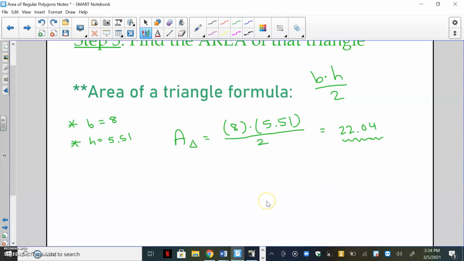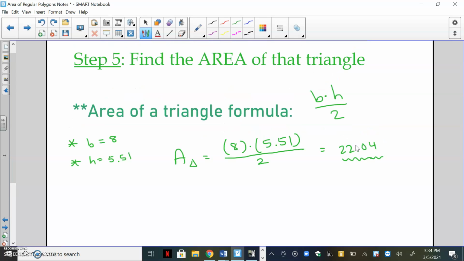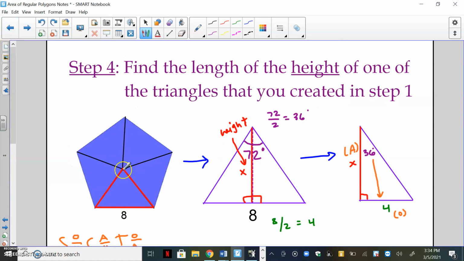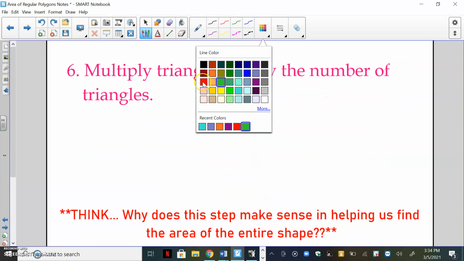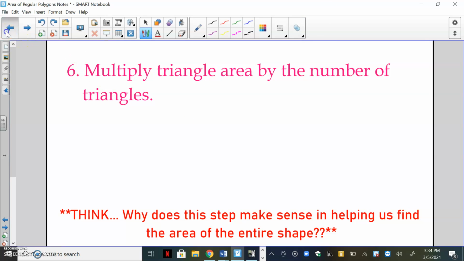So it's very easy to just get excited and think you're done at this point, but remember the goal, right? The goal was to find the area of that whole pentagon, right? This whole thing. We only found this one piece. So now our last step, step 6, is to multiply that area that we just got by how many triangles there are. So our area was 22.04, and we had 5 triangles, so we have to multiply it by 5.